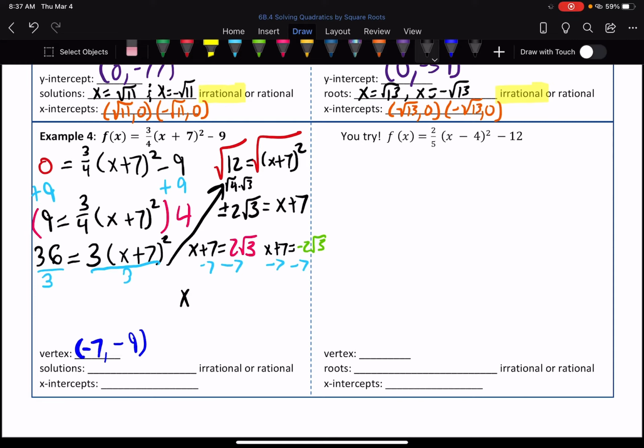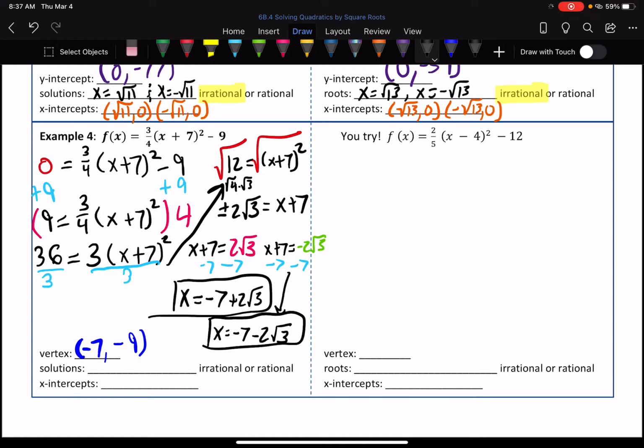So I'm going to have x equals negative 7 plus 2 times the square root of 3 as my first solution. And then for my second solution, I have x equals negative 7 minus 2 times the square root of 3. So those are my two solutions. I'm going to write those there. And this is irrational because both of those contain an irrational term.